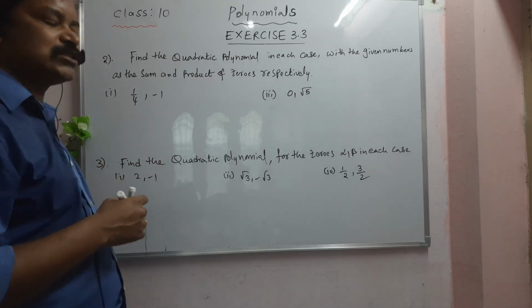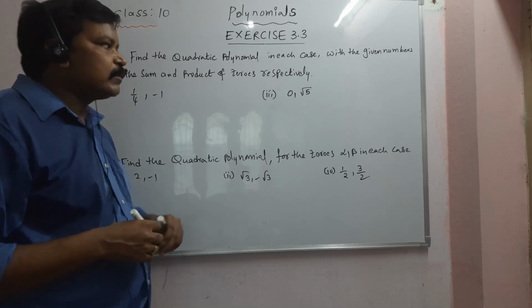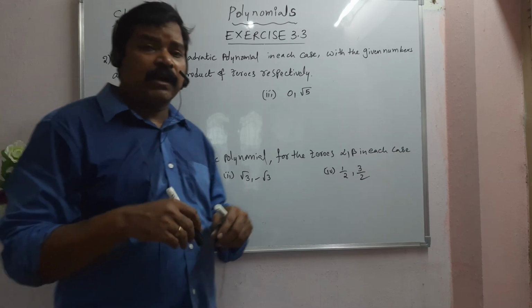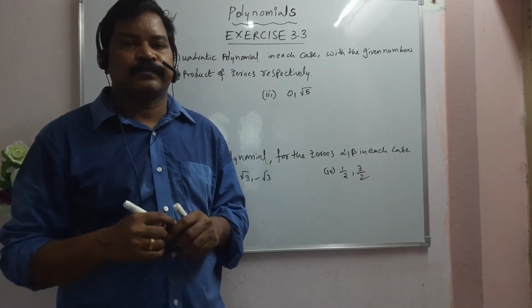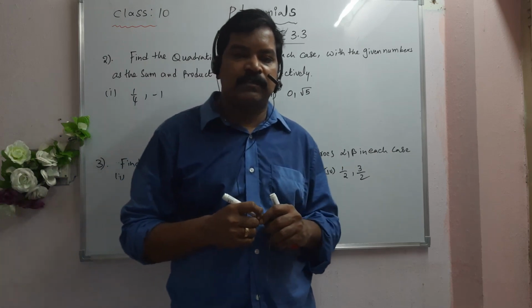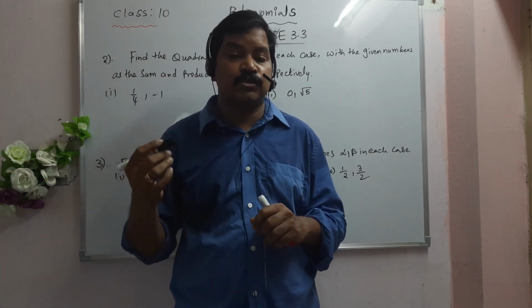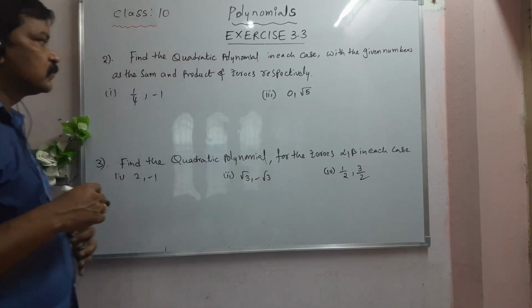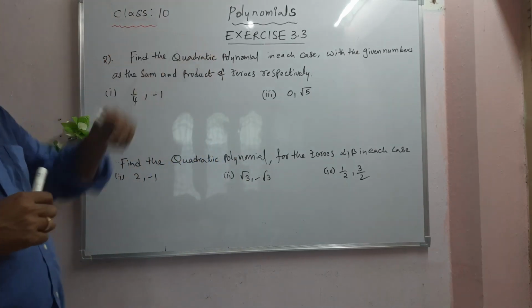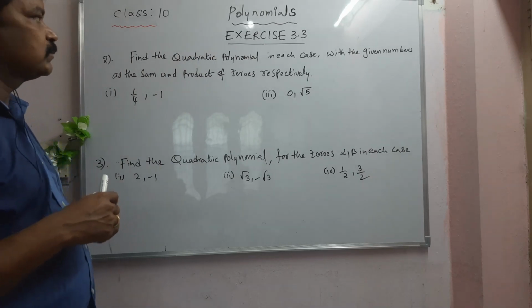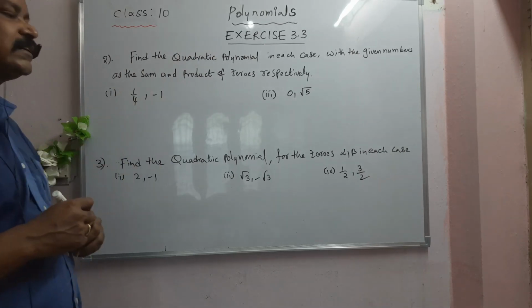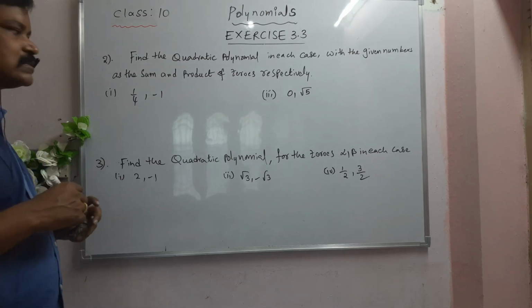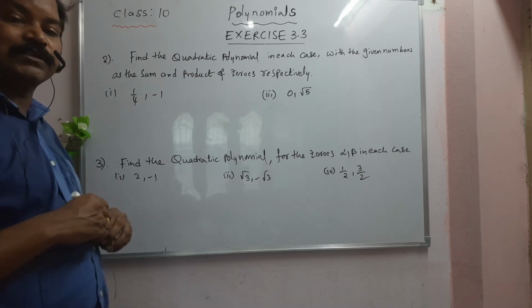Set in exercise 3.3, find the quadratic polynomial in each case with the given numbers as sum and product of zeros respectively. See, before I started this exercise 3.3, I taught some concepts. Quadratic polynomial, when alpha and beta are given, zeros, alpha and beta are the zeros are given. See exercise 3.3, second set. Find the quadratic polynomial in each case with the given numbers as the sum and product of the zeros respectively.